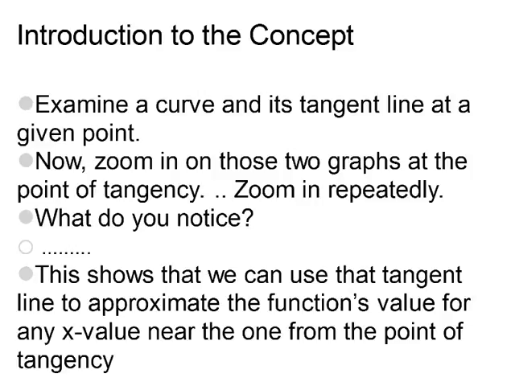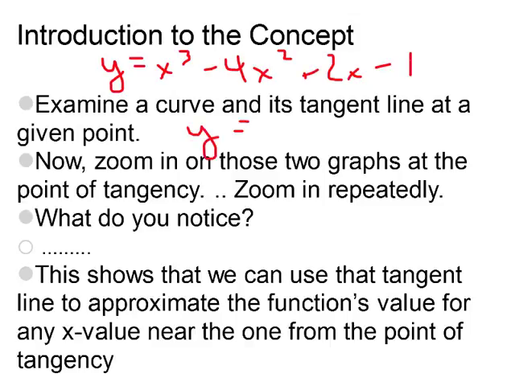So again, x cubed minus 4x squared plus 2x minus 1, and then for your y2, try 2x minus 1. So that's a curve and its tangent line. Now zoom in on those two graphs repeatedly, again and again and again. Zoom box or zoom in, okay, and make sure that you're honing in on the point (0, -1), because that's where this is tangent to this curve. And then what do you notice?